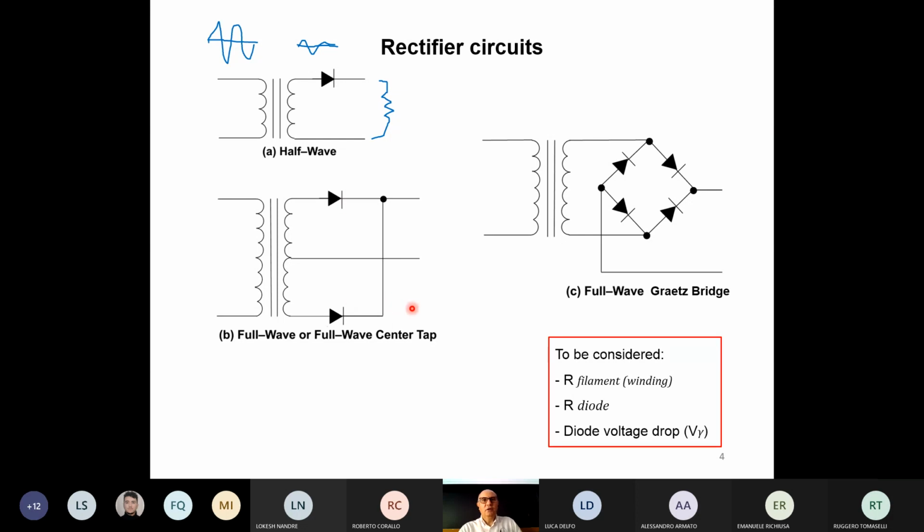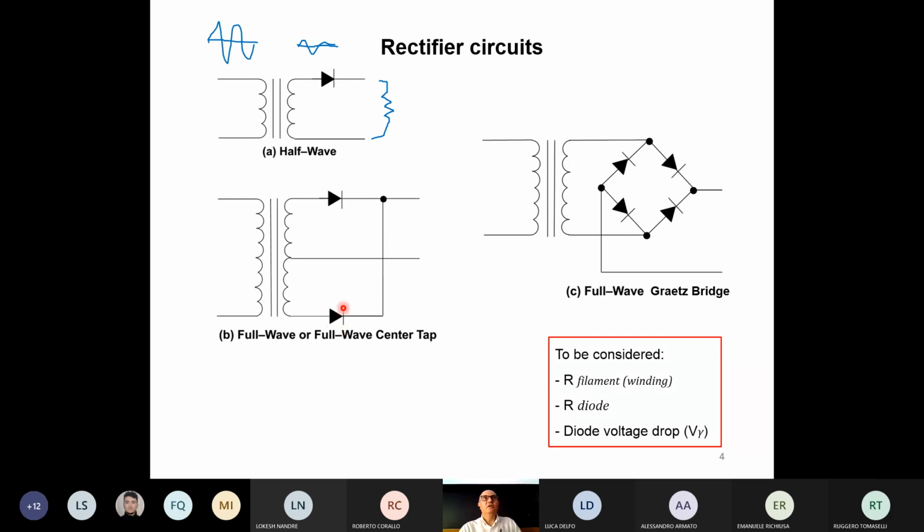The circuit is nice because it can give you a better waveform than the half wave. But you need 2 diodes. But what is more expensive is that you also need the double copper on the secondary. Okay. Well, now the diodes are very cheap.